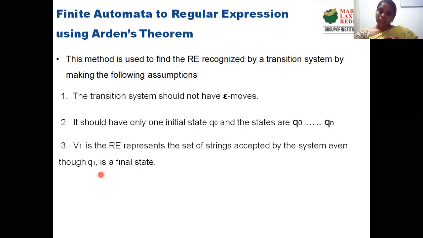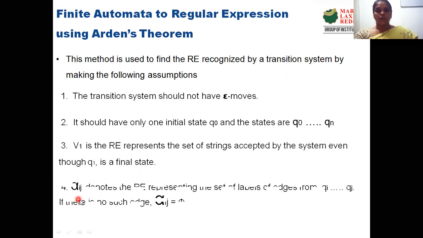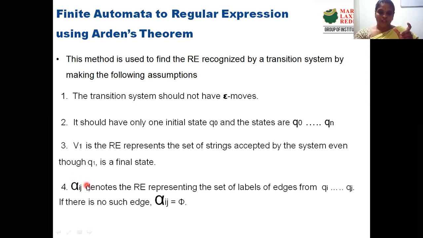And in order to represent the transitions among the states in that particular automata, we have another notation, known as alpha ij, where alpha ij denotes the regular expression. That means this gives the transition from state qi to qj. If a transition is defined from state qi to qj, that transition is represented using alpha ij. If there is no transition, then alpha ij equals null.